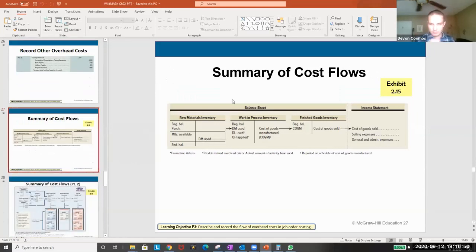And then the way the summary looks is just raw materials, work in process, finished goods. Again, you're gonna know this, you're gonna keep getting hit with this. Just raw materials, we take the materials inventory, direct materials used goes into work in process, cost of goods manufactured goes into finished goods inventory, and then we take the beginning balance less the finished goods less the ending balance to get our cost of goods sold, and that goes into our income statement. And then you can see here, this is where our overhead applied goes. It goes in our work in process. And then we'll true up our income statement for the actual overhead.